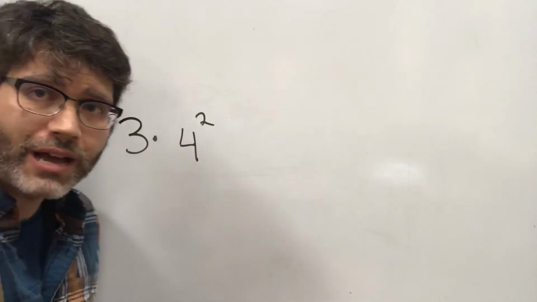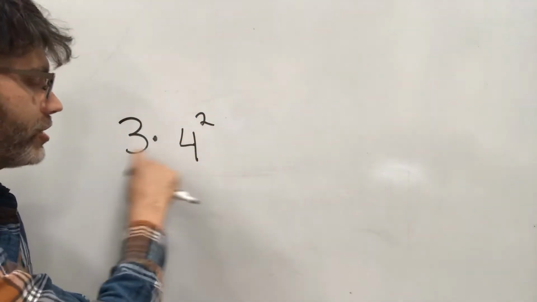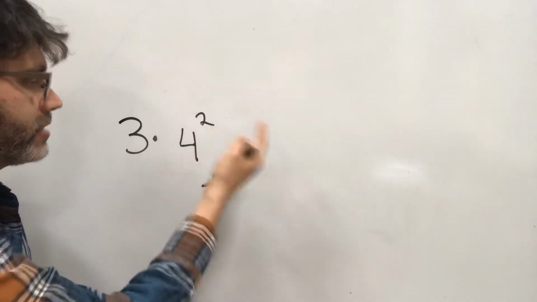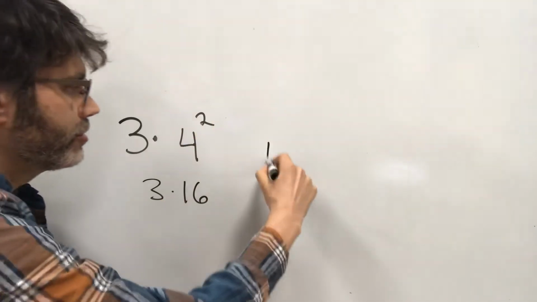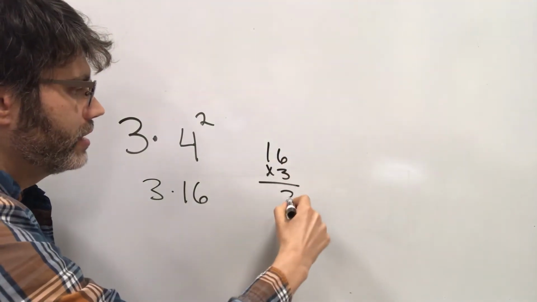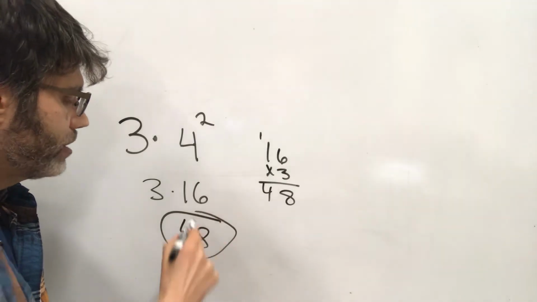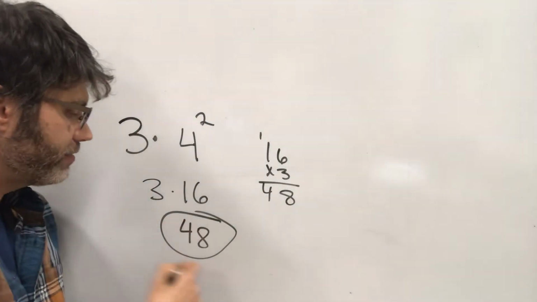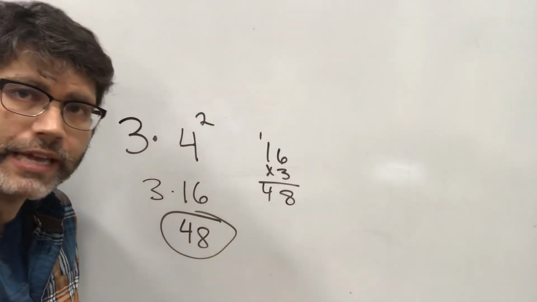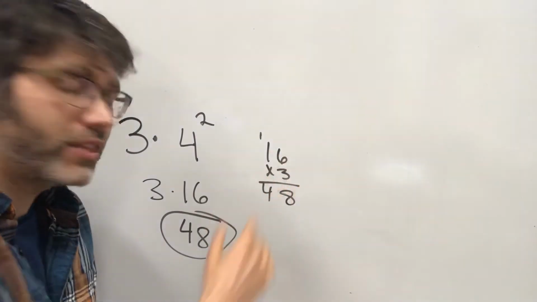Now, according to PEMDAS, we do exponents before we do multiplication. So 4 squared is 16, so that's 3 times 16. And then 3 times 16 is 48. So that entire big expression that we had before was all simplified down to the one number 48. So I'll give you a chance to practice these types of problems.